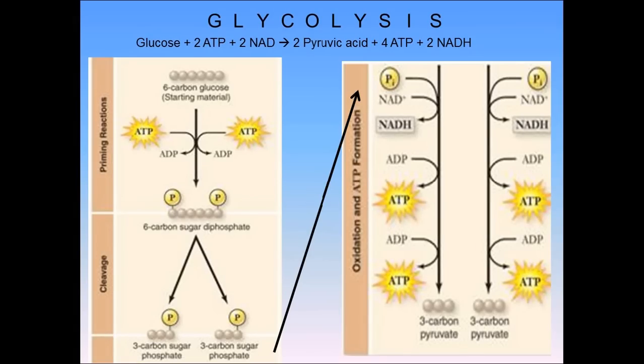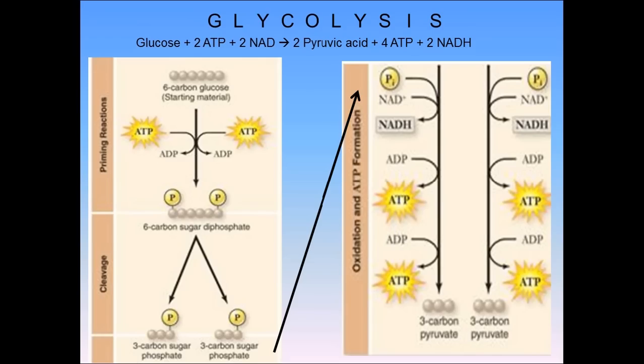We'll start with glycolysis. Glycolysis is the splitting of glucose. It takes place in the cytoplasm. Glycolysis is the result of a biochemical pathway. We'll begin with the 6-carbon sugar glucose. We'll add 2 ATP molecules to that.